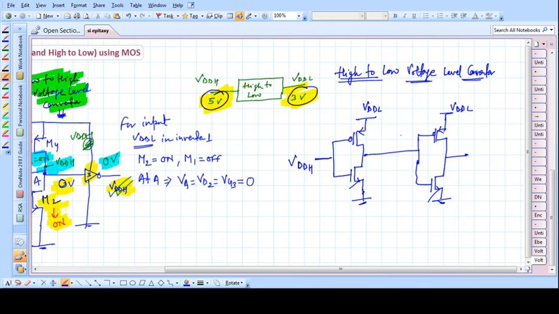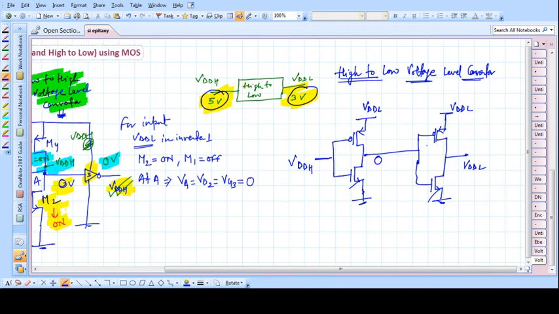So this one is our high to low voltage converter. Say this one will be VDDL. So how will it work? Very simple. When this one is VDDH, the output voltage will be 0. And when this one is 0 and this one is VDDL, it will be simply VDDL. So it is very simple.